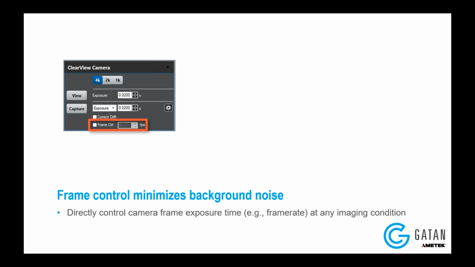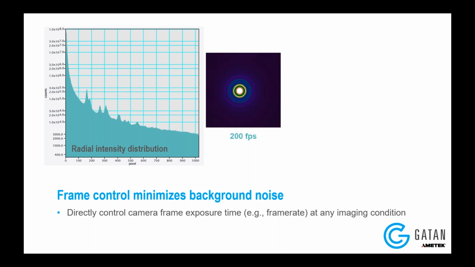But the new feature to the ClearView camera, especially compared to OneView for all the people who have experience with the OneView, is the frame control mode. And so, as I mentioned already, the frame control mode is a manner of directly controlling the frame exposure time, or put in other words, the frame rate of the camera at any imaging condition.